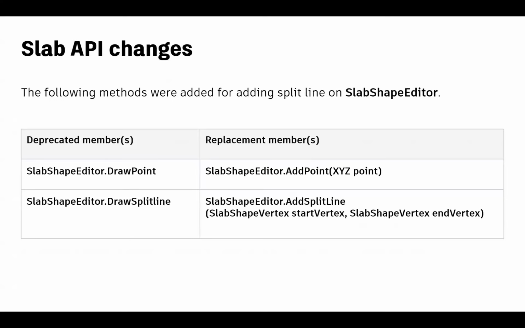Slab API changes. The following methods were added for adding split line and point on slab shape editor. So basically the previous names, draw point and draw split line, were replaced with add point and add split line with additional arguments.